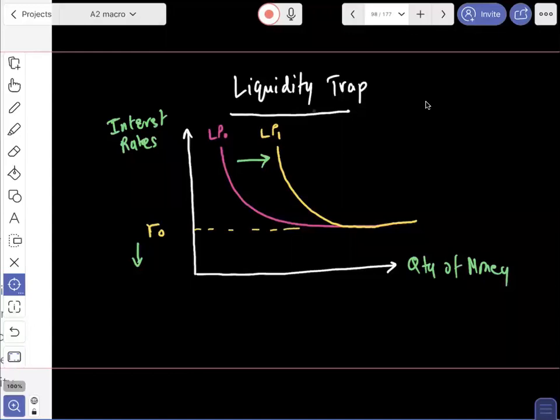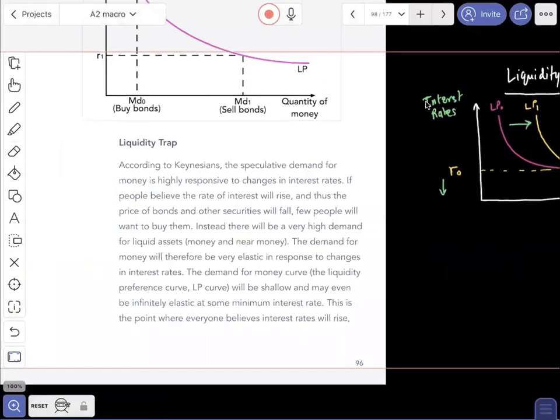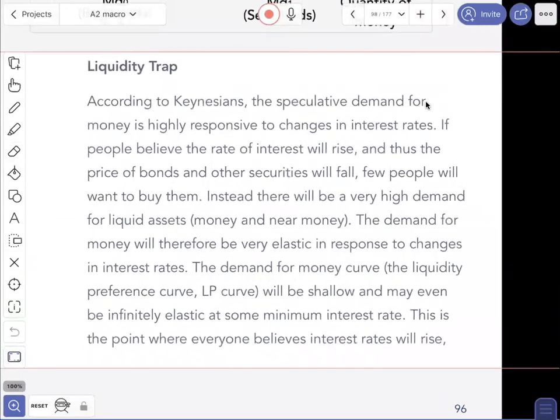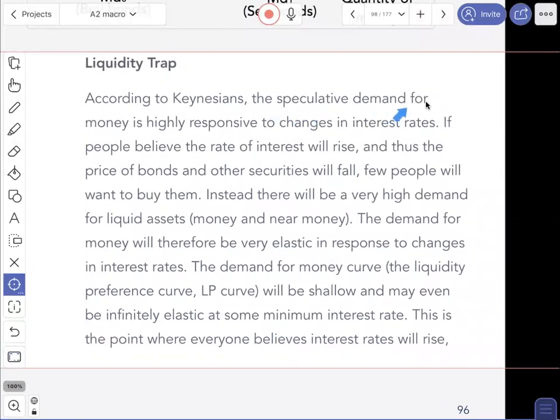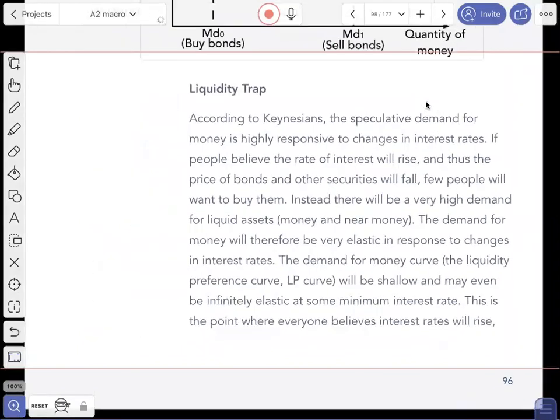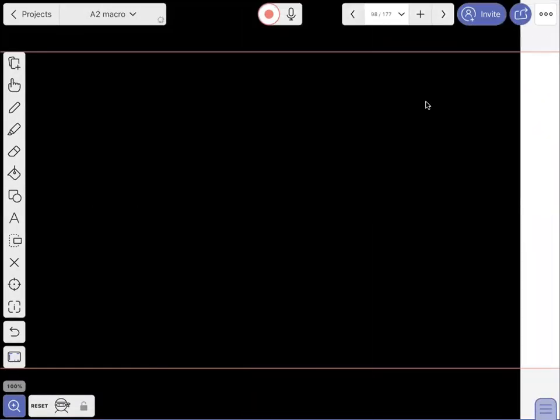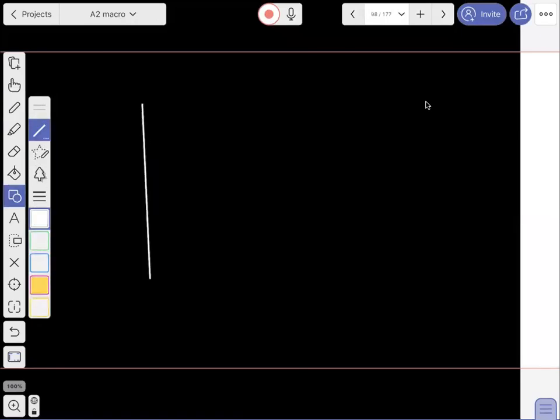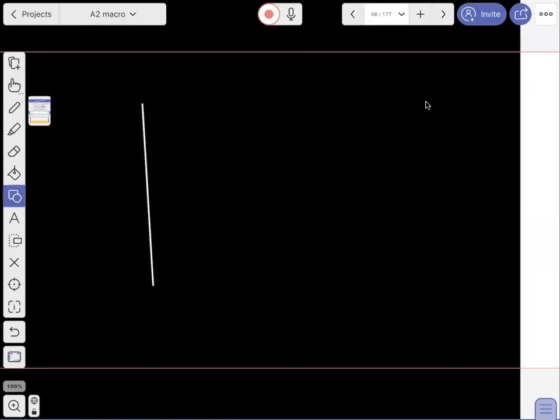Okay, so why is the shape of your liquidity preference curve like this? So I want to read this note. According to Keynesians, the speculative demand for money is highly responsive to changes in interest rates. Basically, if people believe that the rate of interest will rise and thus the price of bonds and other securities will fall, few people will want to buy them. This paragraph may not make sense unless we explain this diagram again. So I'm going to draw the diagram and explain what is happening.